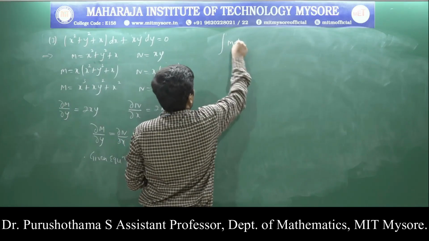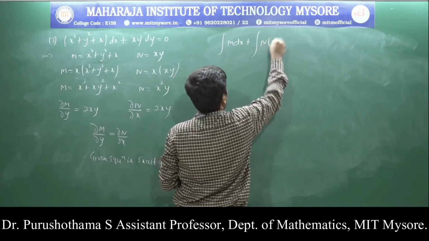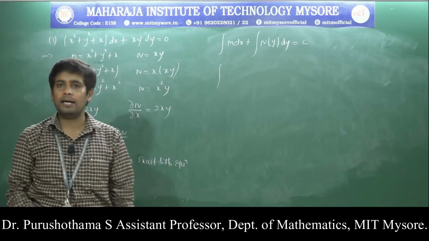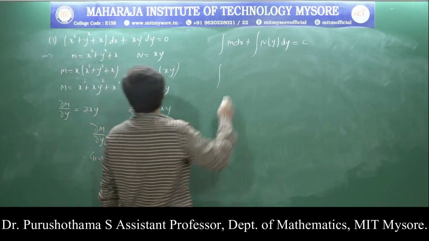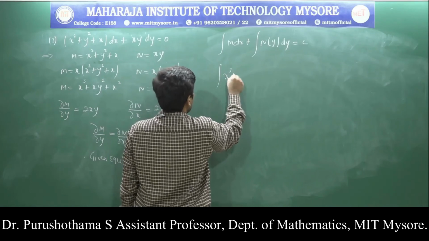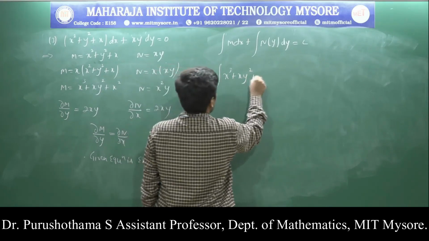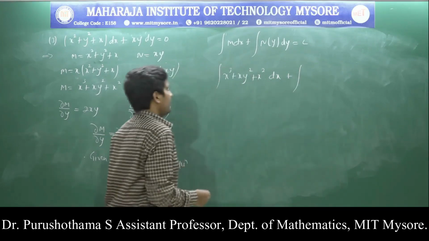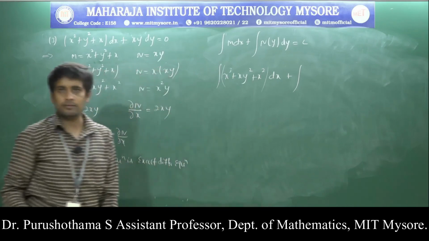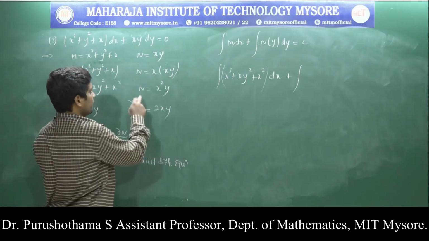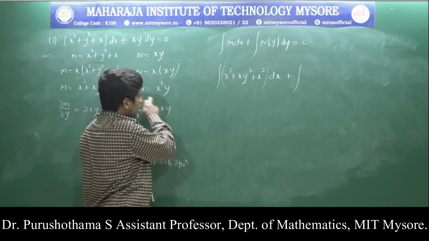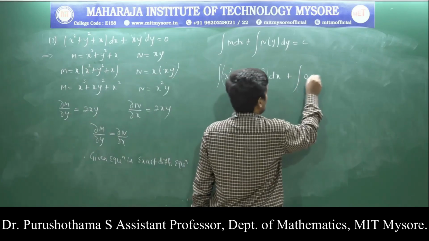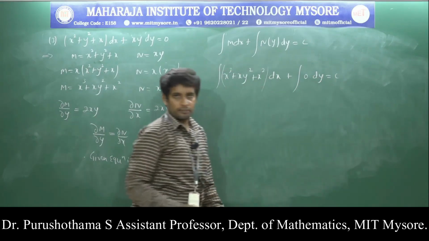The solution of the exact differential equation is the integral of M with respect to x plus the integral of N(y) with respect to y equals c. Here just replace the M and N values. M is x³ + xy² + x², integrated with respect to x, plus N(y), the term in N without x. N contains only one term, and that term contains x itself. Therefore, N(y) is equal to 0, equal to c.